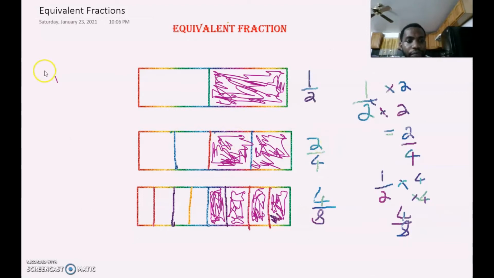What if we had 4 over 8 and we wanted to show that this was equivalent to a half? All I would have to think of is what can I multiply 4 by to get back 1? Alright, if I were to divide the numerator by 4, and I divided the denominator by 4, I would end up with 1 over 2, which is a half. So to get equivalent fractions, we can either multiply the numerator and the denominator by the same value, or divide the numerator and the denominator by the same value.